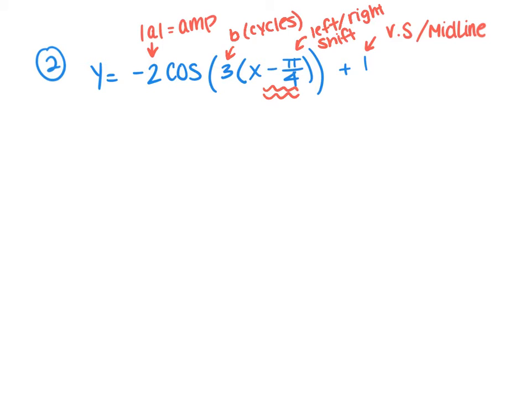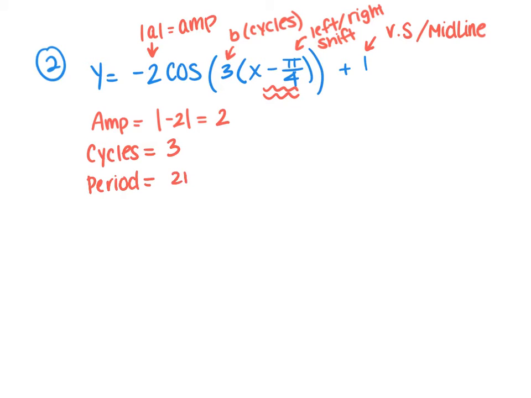All right, so that's all. So let's see if we can find all the information. So my amplitude is my absolute value of the number in front, and the absolute value of negative 2 is 2. The cycles is the number in front of the x. So here's my x, and the number in front is written a little differently, but it hasn't changed. It's still in the same spot. That cycles are 3.